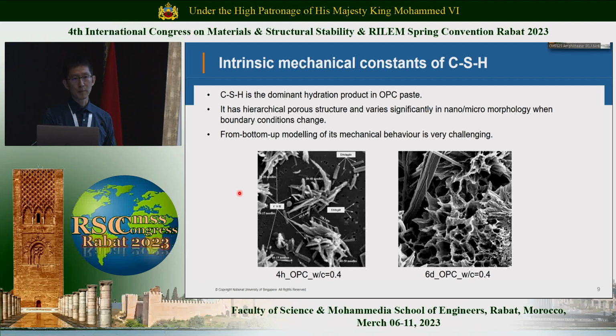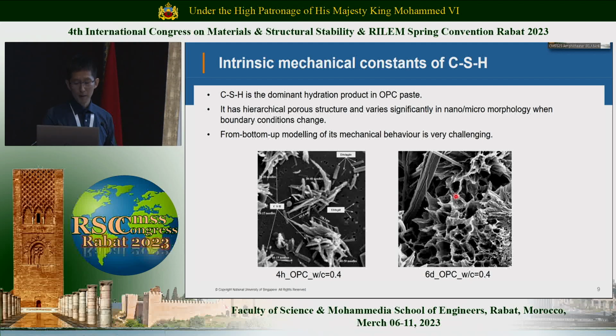CSH is the main binding phase in our ordinary Portland cement. We know very much about its morphology. We know how it grows, how it precipitates on the surface of a cement particle in the beginning of hydration. We also know that with time it will grow. It will grow into each other and join the cement particles together.